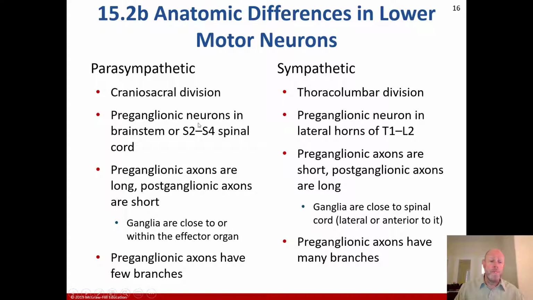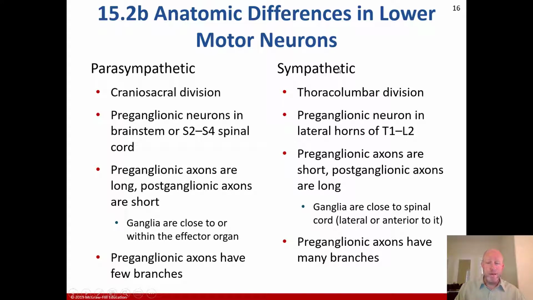Otherwise, for things that we need to know in general, for the parasympathetic lower motor neurons, the preganglionic neurons are in the brainstem, or S2 to S4 of the spinal cord. Those preganglionic axons are long. The postganglionic axons are short. The ganglia are close to or within the effector organ, and the preganglionic axons have a few branches.